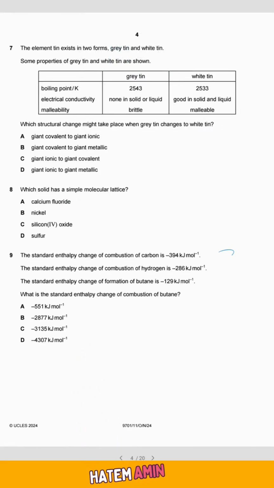Question number 9: the standard enthalpy change of combustion of carbon is this number, and he gives us the standard enthalpy change of combustion of hydrogen, it is this number, and the standard enthalpy change of formation of butane is this number, and he needs the enthalpy change of combustion of butane.